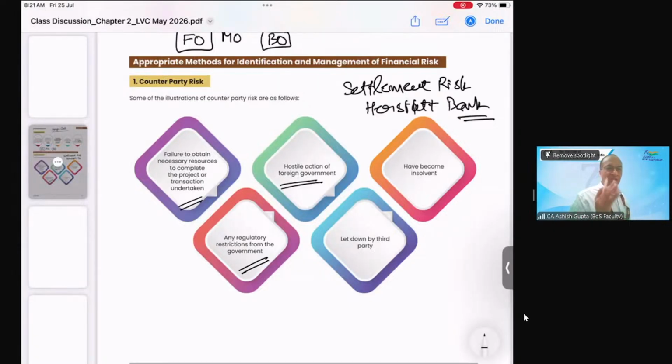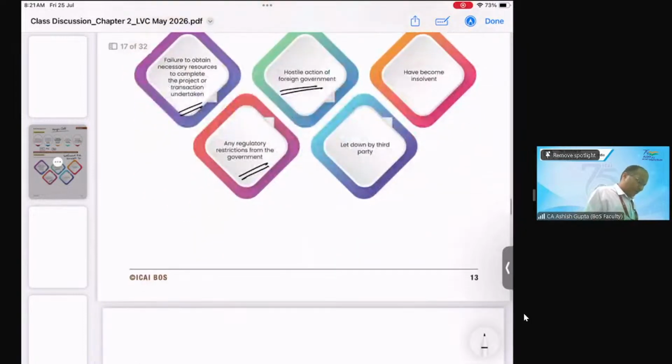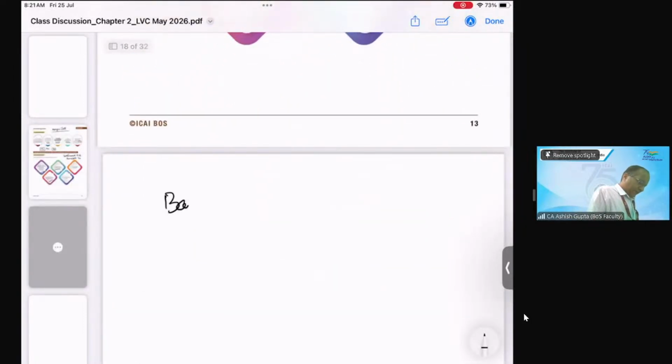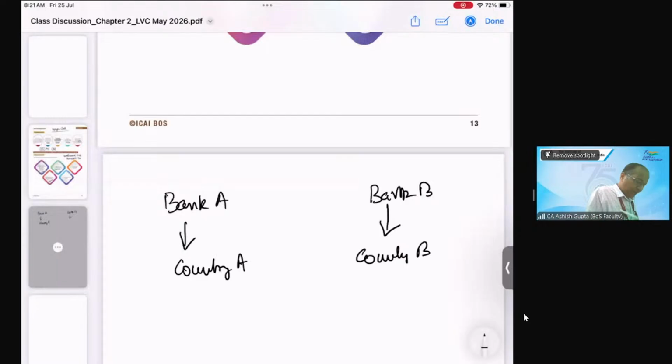So due to this, what happened? Someone has bought foreign exchange, and they have made the payment. I will just give you an example. Suppose there is a bank A in country A, and another bank B in country B. Now what happens? The banks in the two countries mutually exchange currencies. Say the currency of bank A is X, and the currency of bank B is Y.